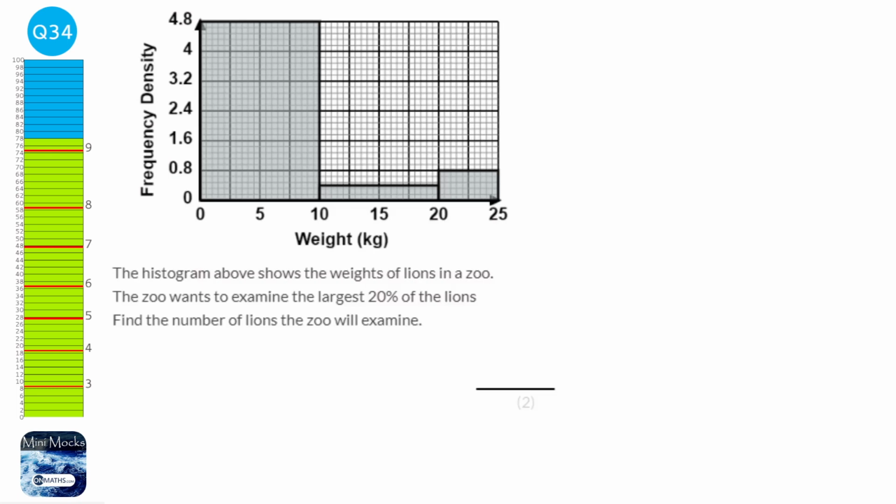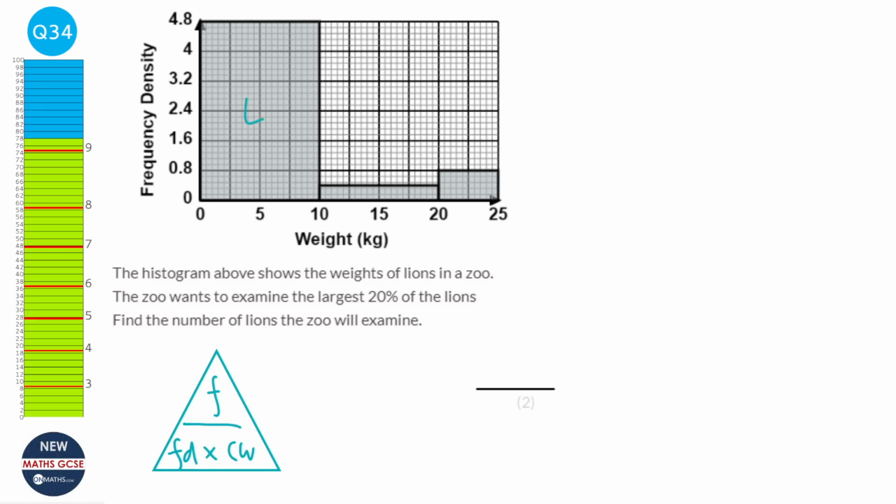So we first of all need to work out the frequencies in each of the bars. And we know that the frequency density is proportional to the frequency over the class width. So we're just going to go through each of these bars and work out what the frequency is. So all we need to do is times the frequency density by the class width. So 4.8 times 10 is 48. The second one is 0.4 times 10, which would be 4. And then the last one will be 0.8 times 5, which will also be 4.